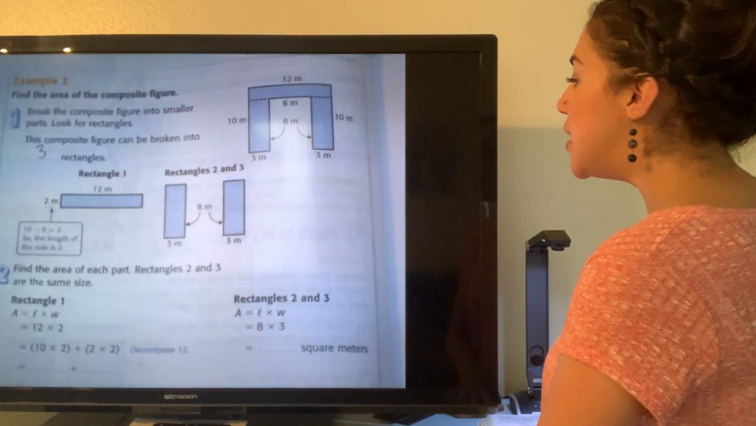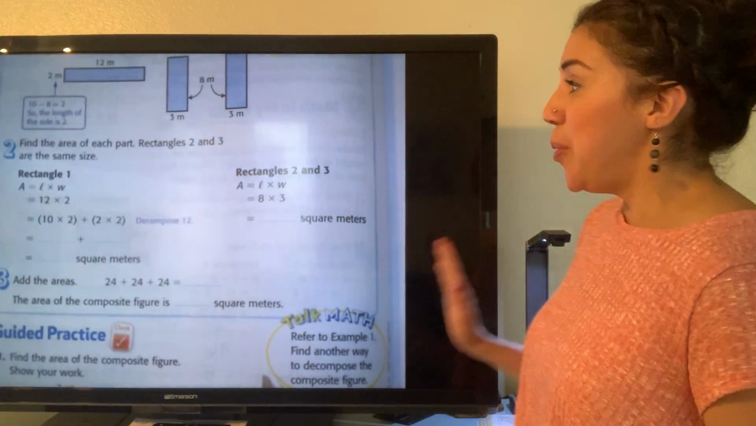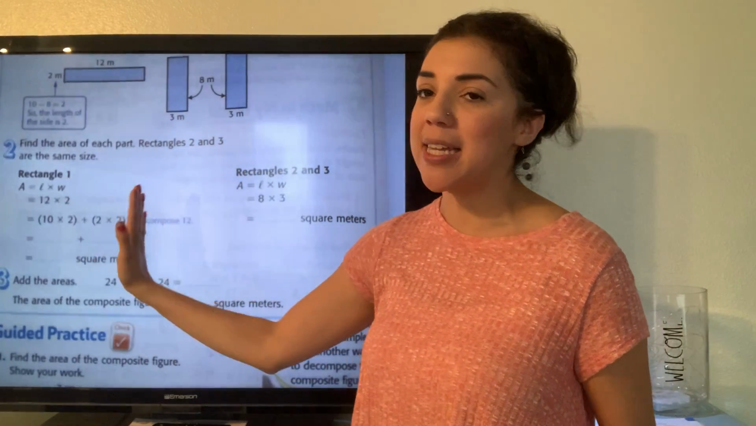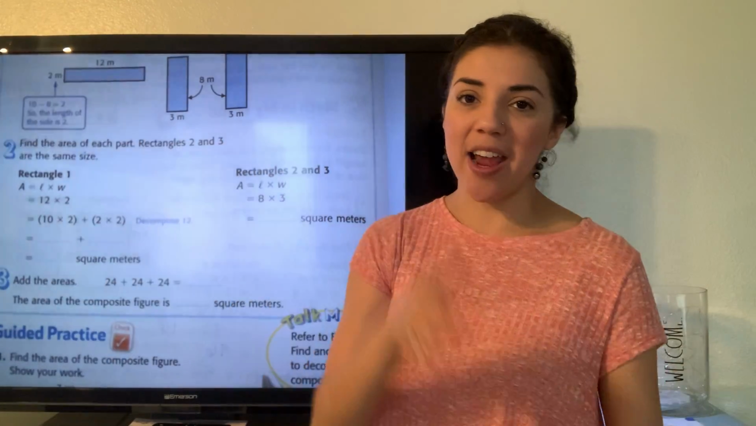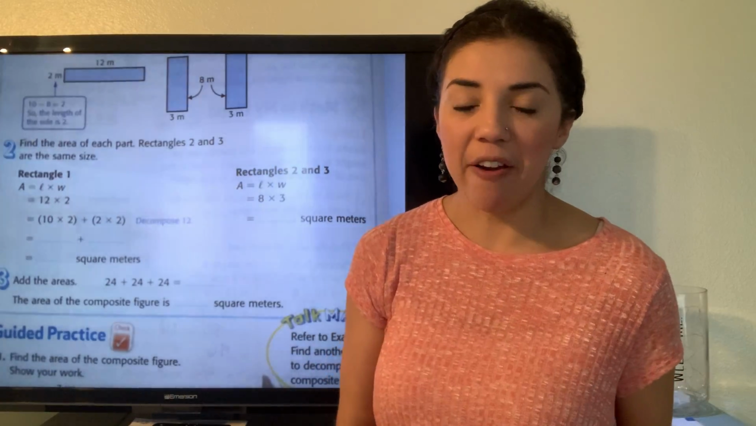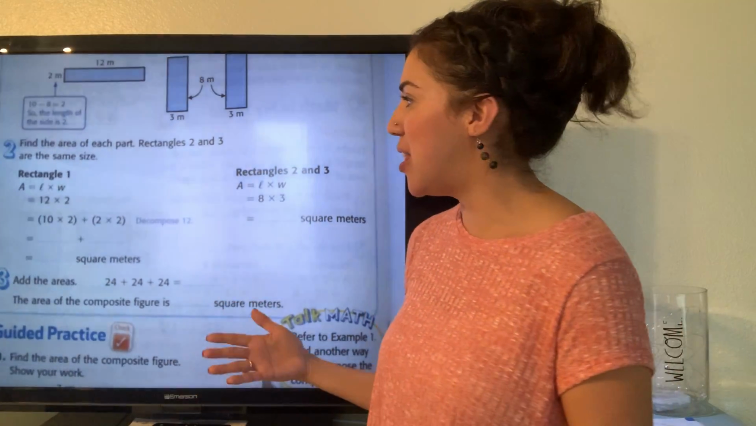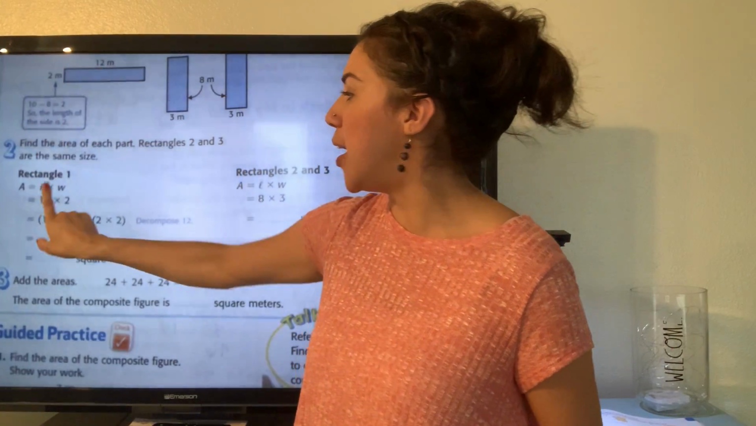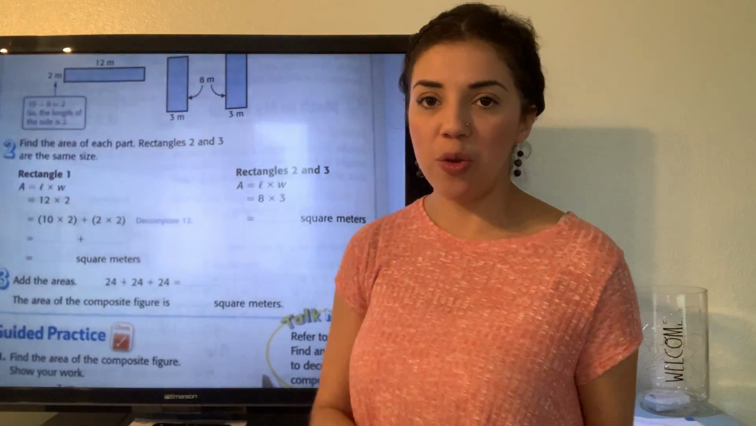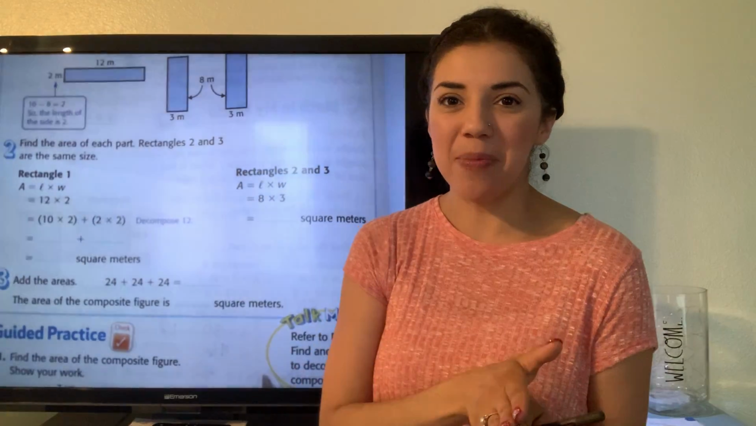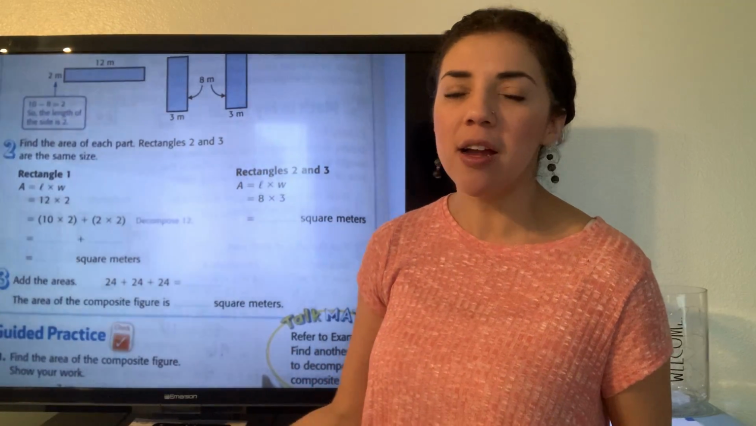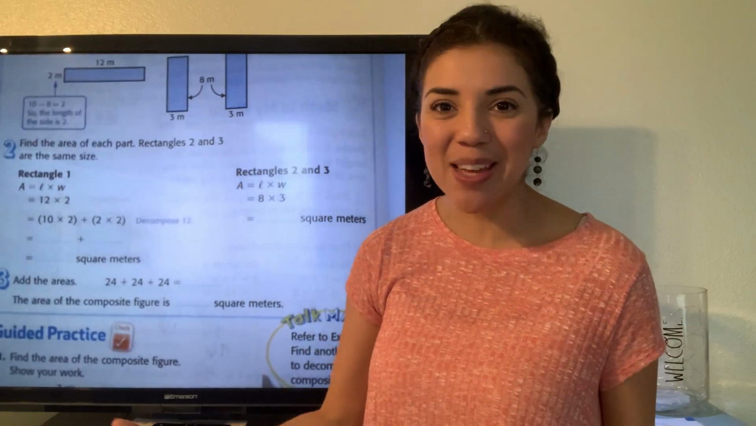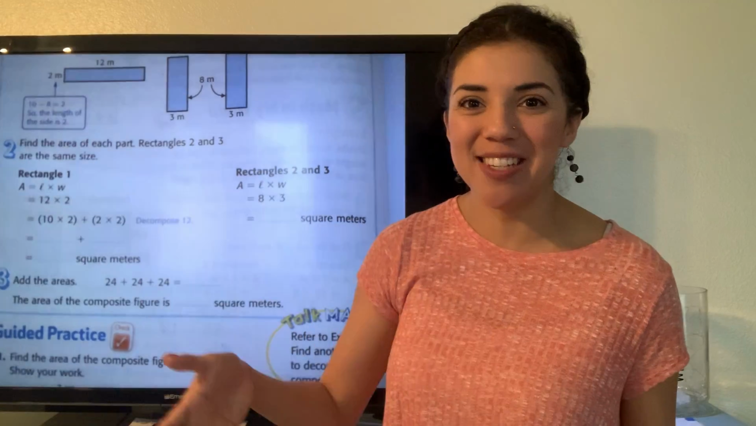Okay, so step 2, we're going to find the area of each part. Rectangles 2 and 3 are the same size. And so we know that to find the area of a rectangle, the formula for area is area equals length times width, okay? And so for the first rectangle, that will be 12 times 2. Here they use the distributive property again to break up that 12 to make adding a little easier. But if you know that 12 times 2 is 24, then you could skip the distributive property and just do 12 times 2 equals 24.